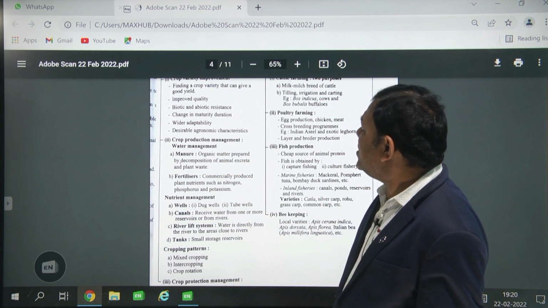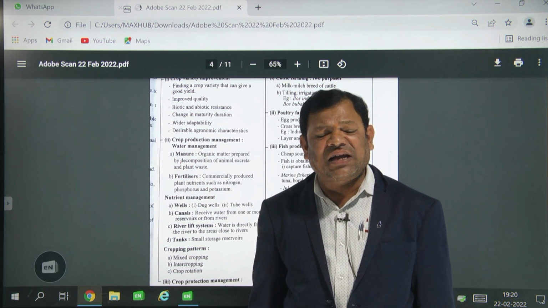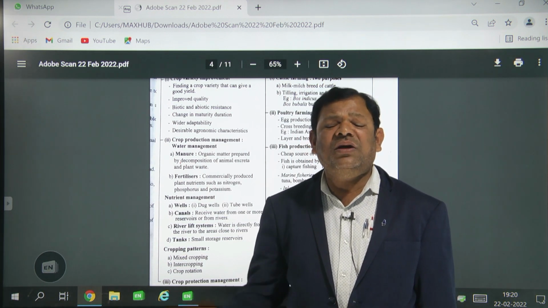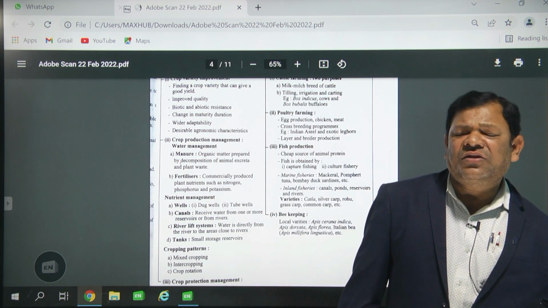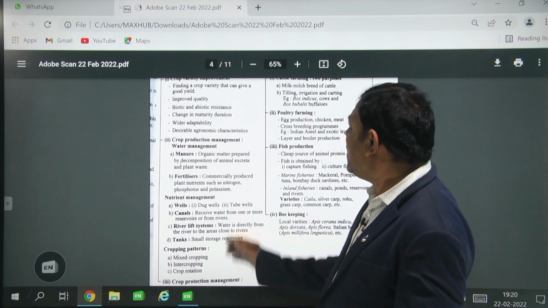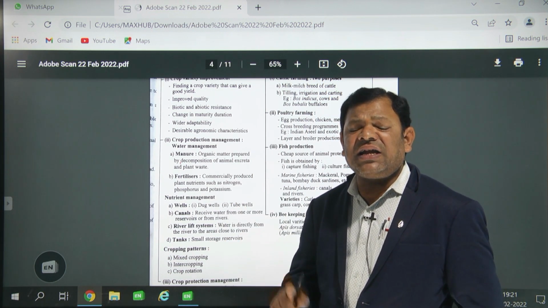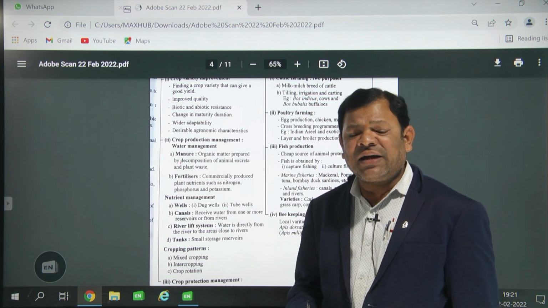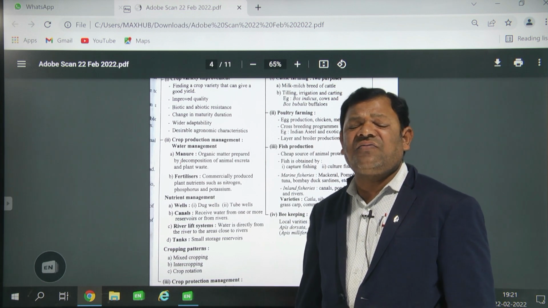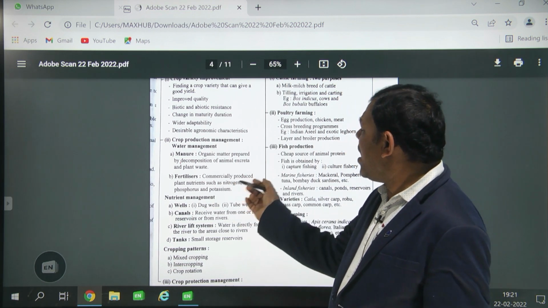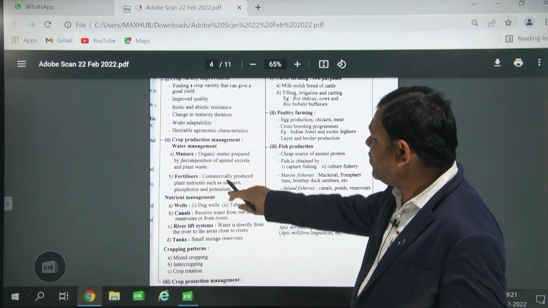Fertilizers: two types of fertilizers are present, one is natural fertilizers and the other is chemical fertilizers. You can depend more upon natural fertilizers only. Natural fertilizers give more yield. Artificial fertilizers, if you use them the first time, increase the crop yield, but if you are continuously using them, there is a decrease of soil fertility. Commercially produced plant nutrients such as nitrogen, phosphorus and potassium.